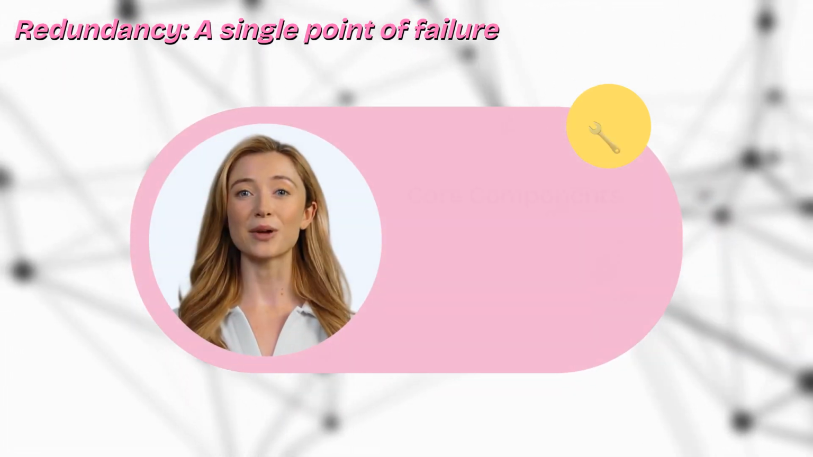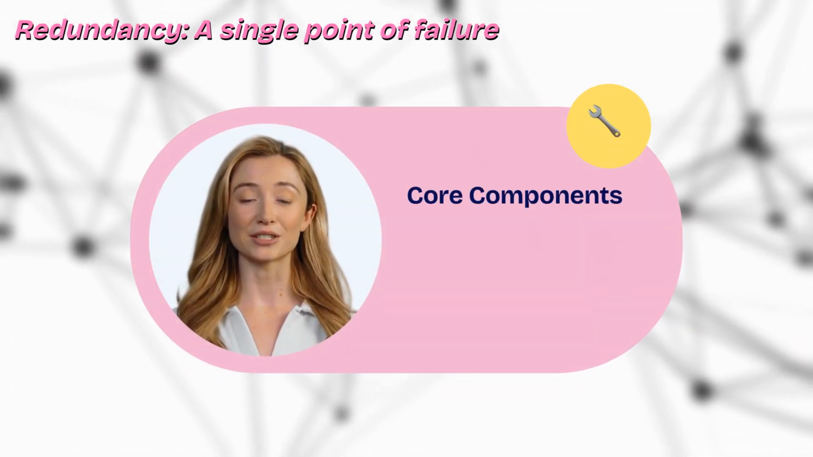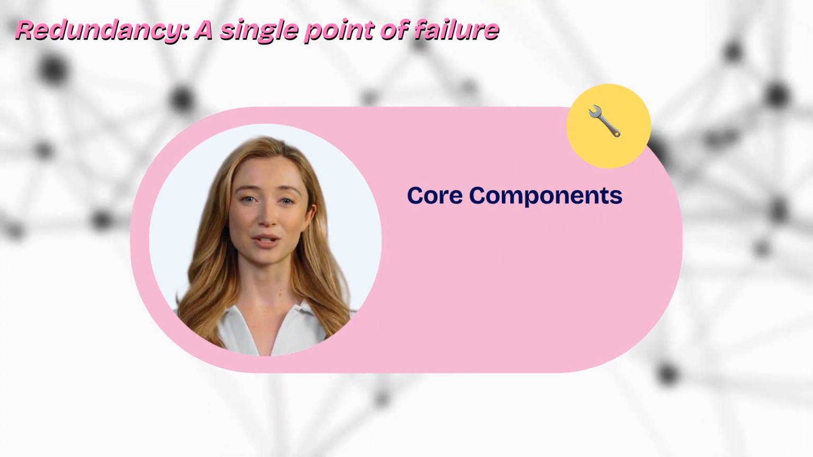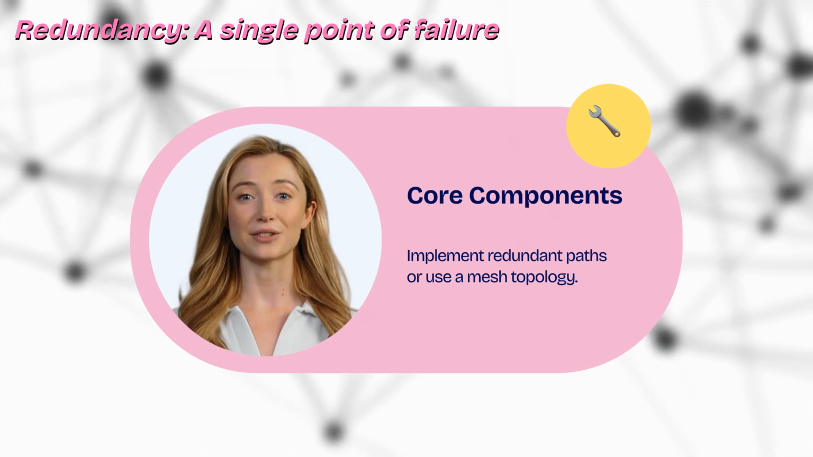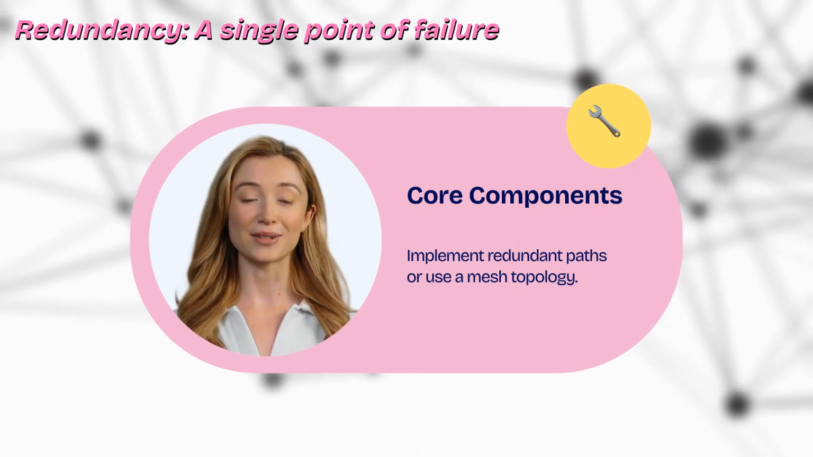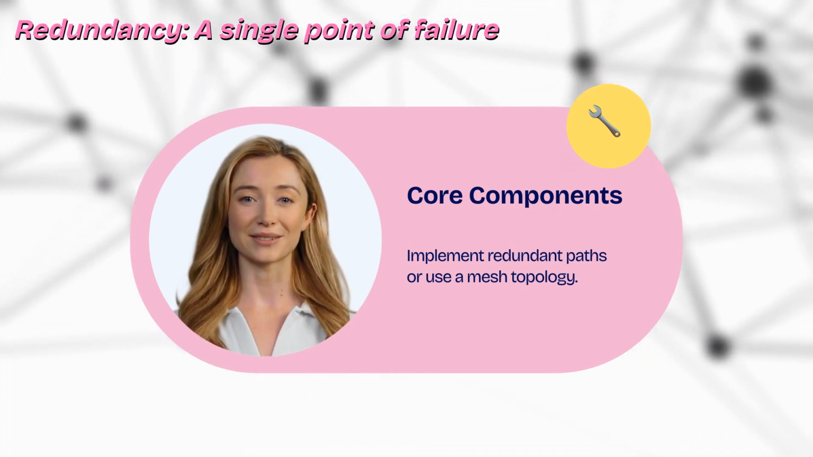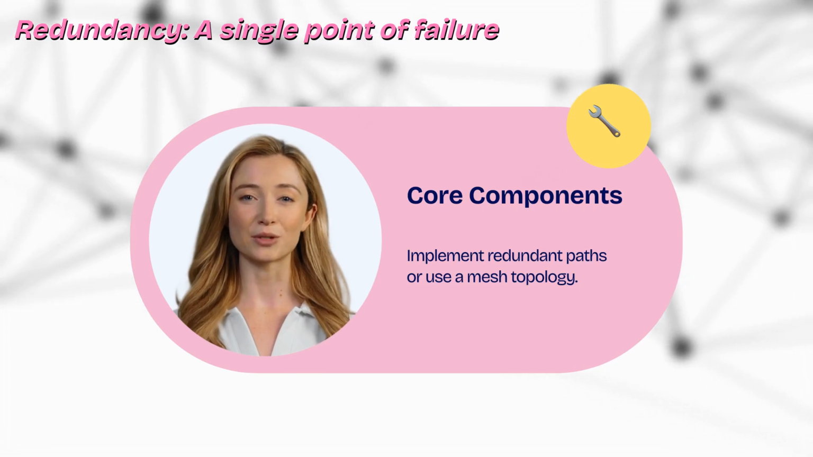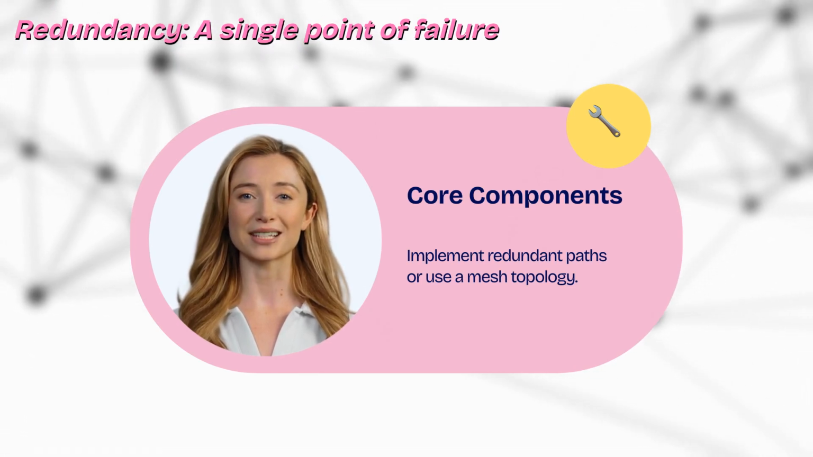Redundancy. A single point of failure, like a central switch in a star topology, can bring down the whole network. Implement redundant paths or use a mesh topology to ensure if one path fails, data can travel another way. For example, in data centers, multiple switches might be used in parallel to avoid downtime.